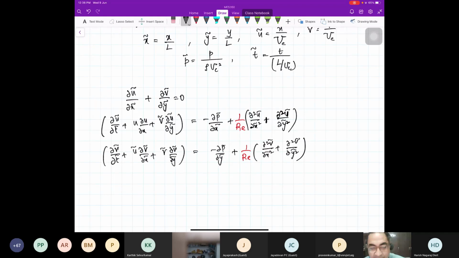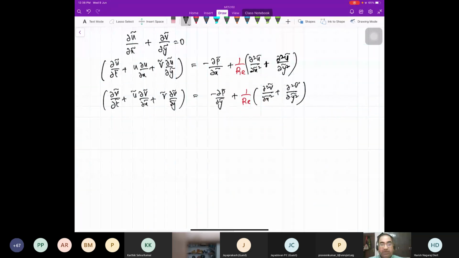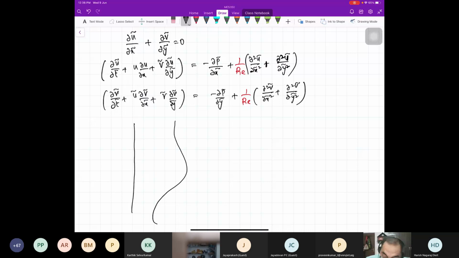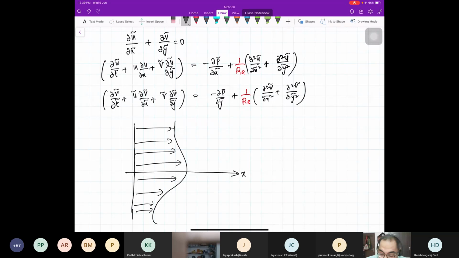Now let's introduce a disturbance. How do I introduce a disturbance? That's a question. I could consider a flow like this. This is a flow in the x direction, but it is varying in the y direction, which means I have a mean flow where u is a function of y.